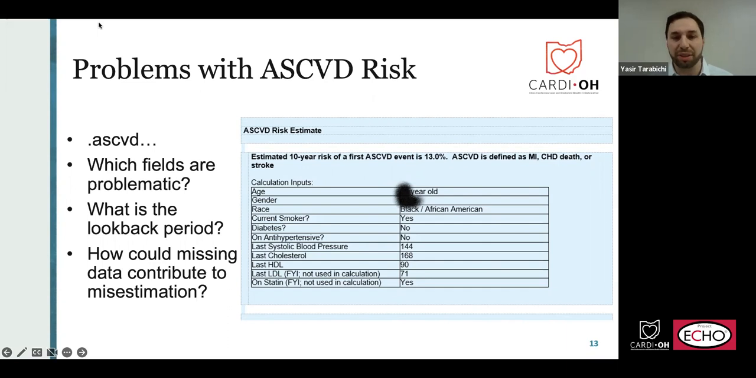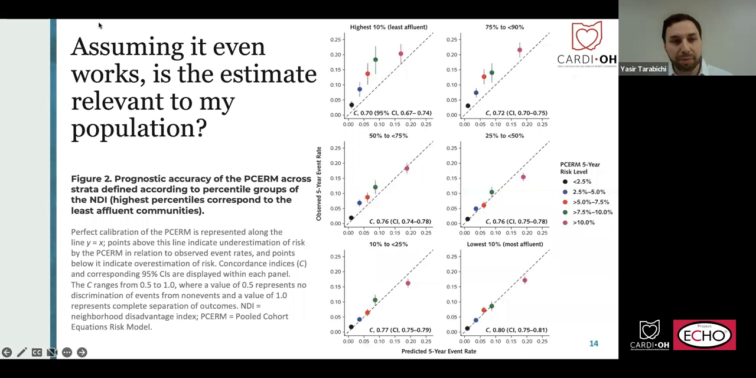So for instance, looking at systolic blood pressure, which one are we using? Is it the last one? Is it an average? Which lab test is this? Obviously that's configured on the back end, but this doesn't provide any clarity as to how that math is happening, where that variable comes in from. And then things like race, for instance, they're not self-identified. A lot of those are potentially biased and incomplete pieces that can significantly affect the calculation and the management decision as a result. So assuming it even works, is it even relevant in my population?